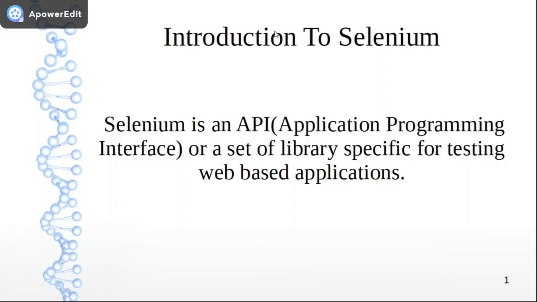Whenever we talk about automation testing, Selenium is a very common name which comes to our mind. So Selenium is basically an API, which is an application programming interface, which has an inbuilt library of classes and methods to interact with the user interface like web pages and websites. And one more thing is that it is very specific to testing web-based applications only. It is not meant for desktop application testing or any other type of testing.